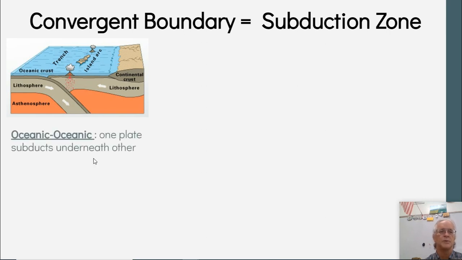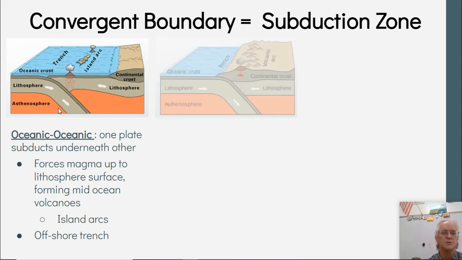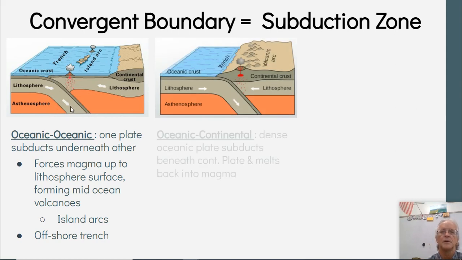The convergent boundary, oceanic-oceanic, is one of them. You can see that here. What happens is one plate goes underneath the other. It forces the magma up to the lithosphere, forming mid-ocean volcanoes, such as Hawaii, or island arcs. Also what happens is when this goes down, you see here, this is a trench. And these trenches can be extremely deep.